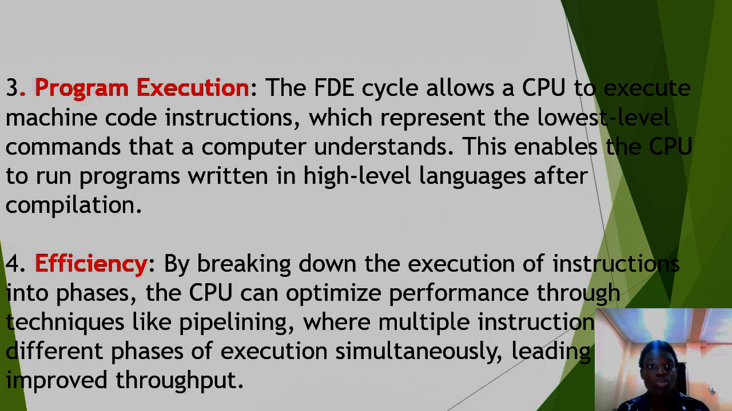3. Program execution. The FDE cycle allows a CPU to execute machine code instructions, which represent the lowest level commands that a computer understands. 4. Efficiency. By breaking down the execution of instructions into phases, the CPU can optimize performance through techniques like pipelining, where multiple instructions in different phases of execution are processed simultaneously, leading to improved throughput.